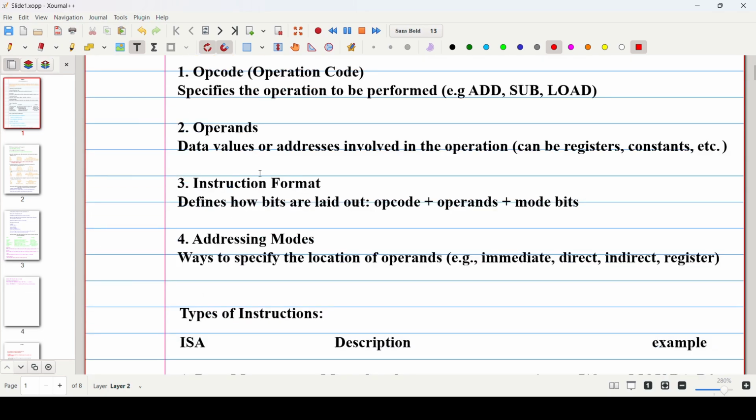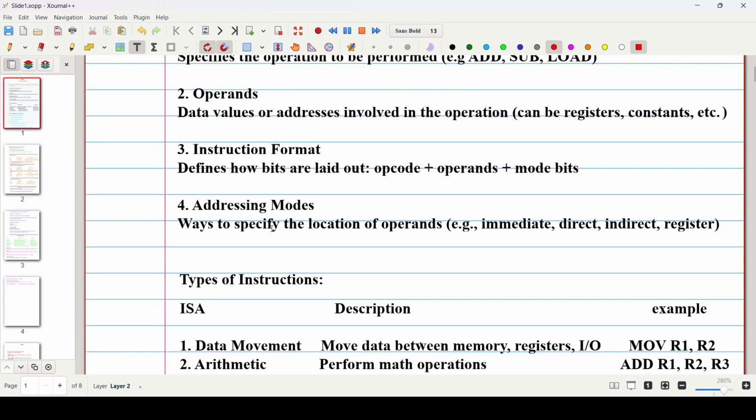The third component is the instruction format. It defines the layout of the bits. It contains three things: the opcode, the operands, and the mode bits. I will discuss the instruction format in detail in this video itself.